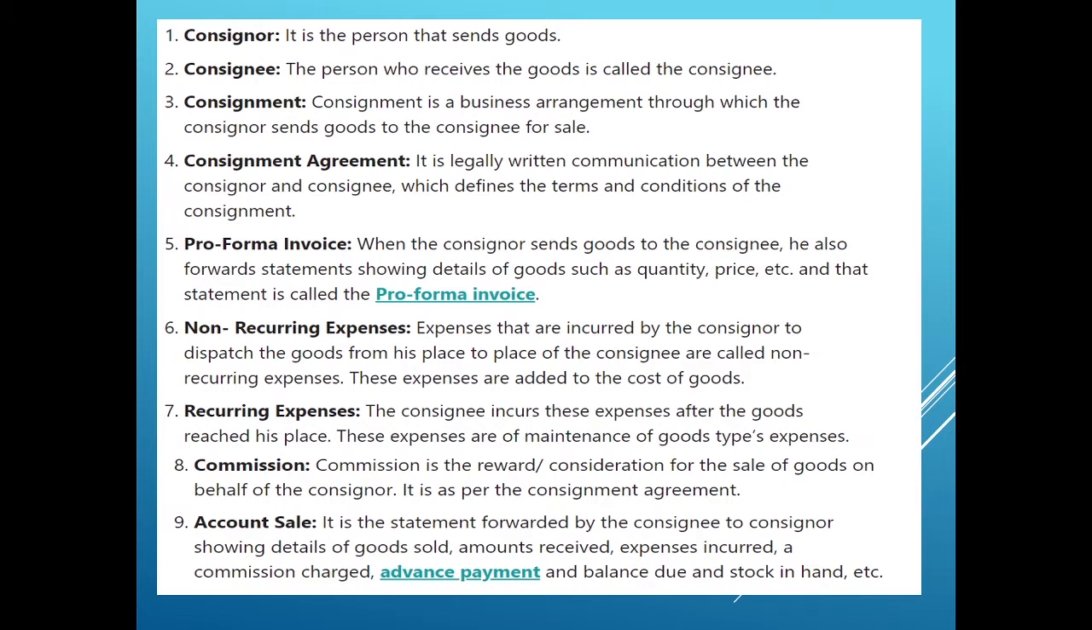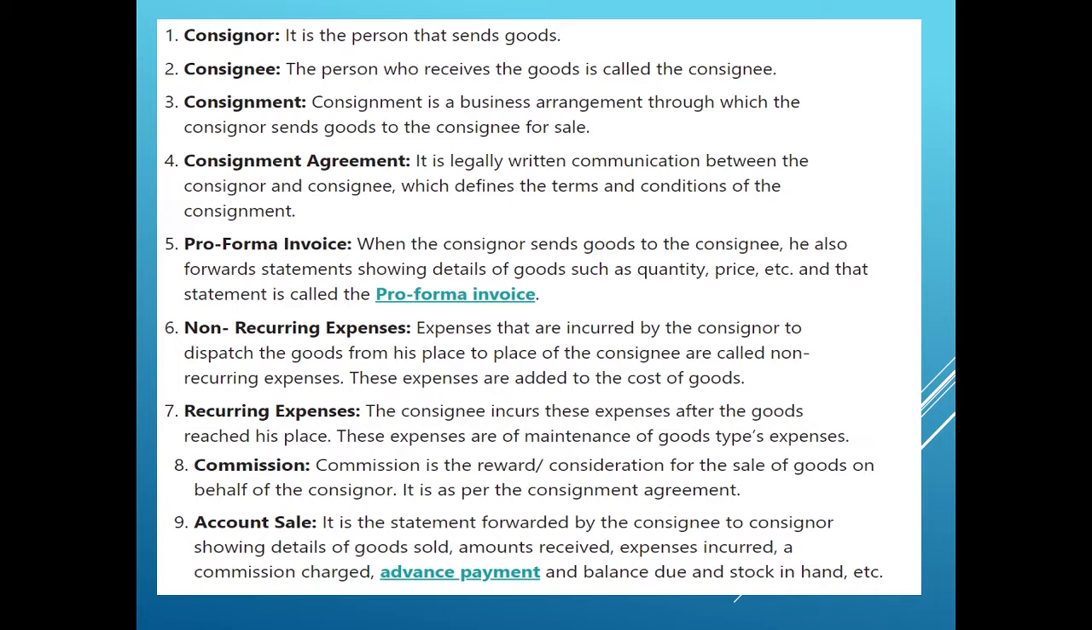So recurring expenses: the consignee incurs these expenses after the goods reach his place. These are maintenance of goods, such type of expenses. Commission is a reward for sale. And account sale is the statement forwarded by the consignee to the consignor showing details of goods sold, amounts received, expenses incurred, commission charge, advance payment, and balance due, and stock in hand, etc.